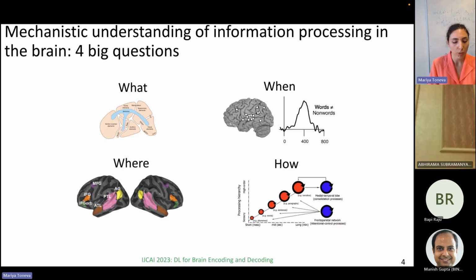So first off, what do we really mean by encoding and when is it useful? Well, in brain sciences, we want a mechanistic understanding of how information is processed in the brain. And that really leads to four big questions. The first one is what information is actually being processed by the brain? When is it being processed? Where is it being processed? So what locations in the brain are actually involved in processing this specific information? And also, how is all of this information put together both in time and in space to give us this really rich understanding of the world?